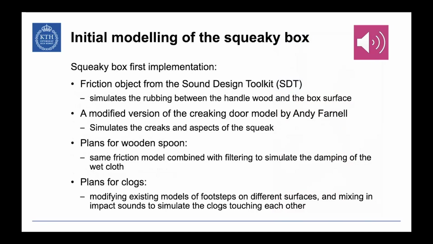This first implementation uses the friction object from the Sound Design Toolkit to simulate the rubbing between the handle wood and the box surface. In addition, it uses a modified version of the creaking door model by Andy Farnell to create the creaks and aspects of the squeaks. More details about the parameters can be found in the article.